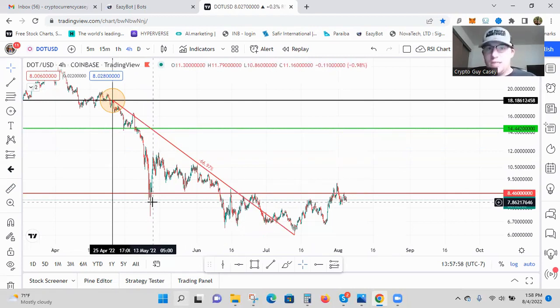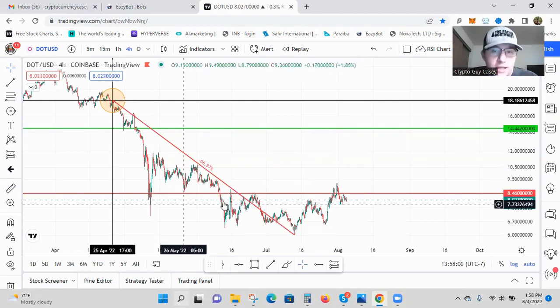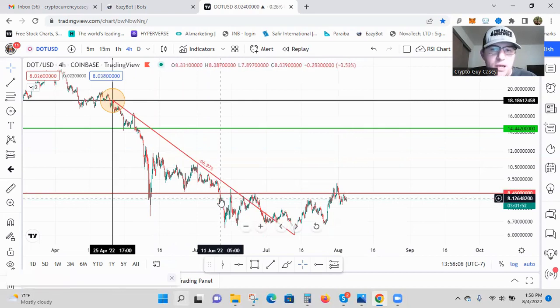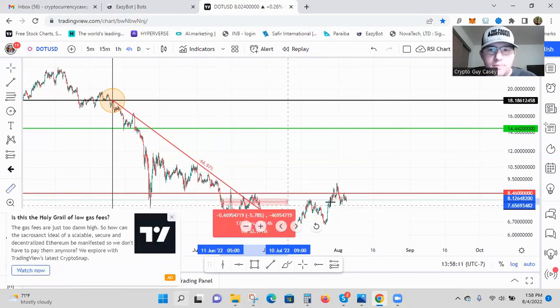So the bot's not making profit. And then right here is where it's pretty significant. You can see it goes below the last buy price that it had money to take. And what do we got?